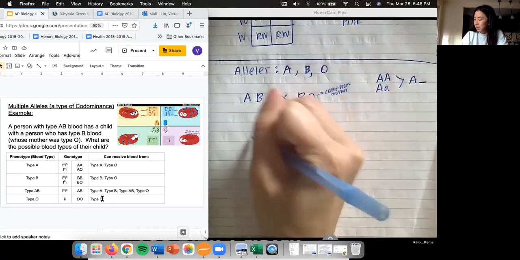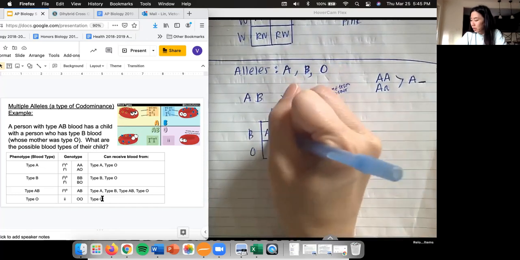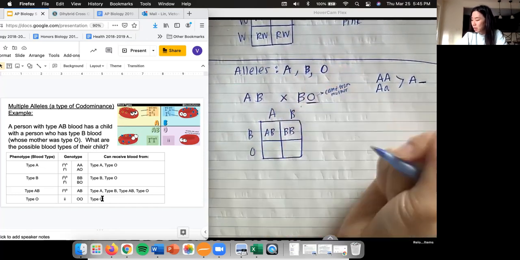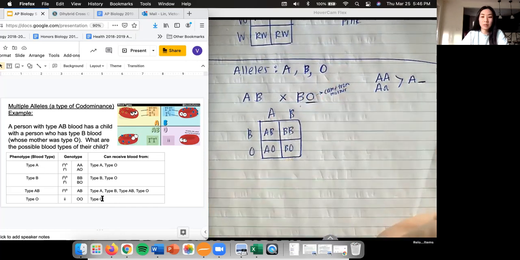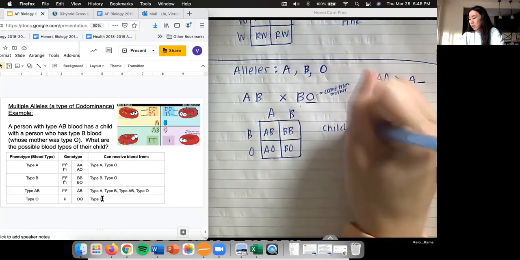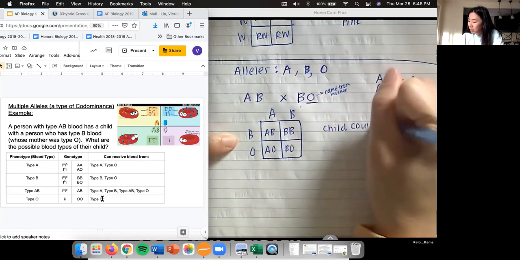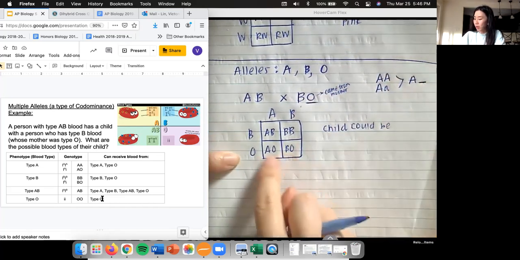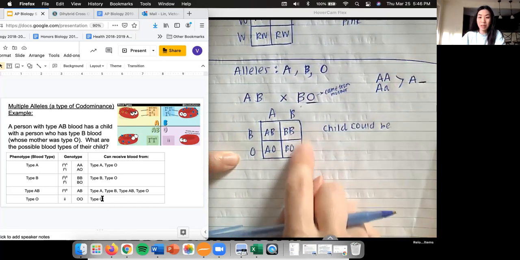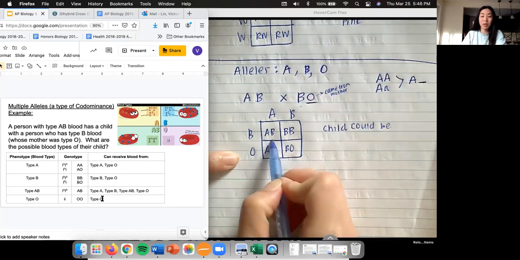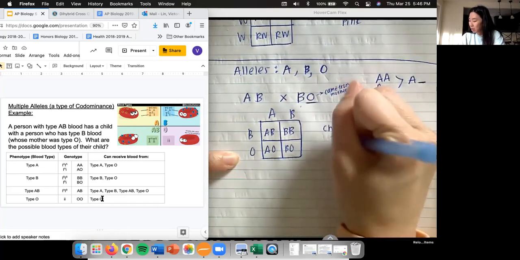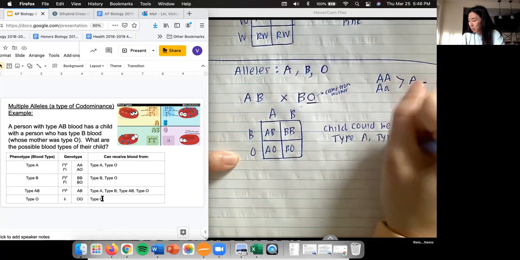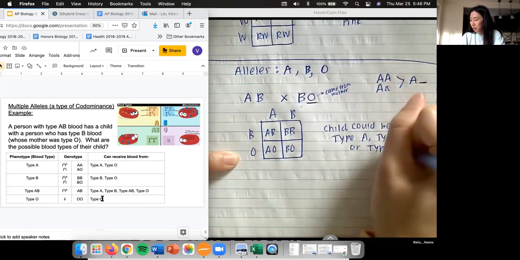A, B, B, O. This first child could have AB blood. Second one is BB. This one is AO. And the second one is BO. The question says, what are the possible blood types of their child? So you have A, they could be type A. They could be type B. These both are type B, or they could be type AB. The only one that the child couldn't have is type O blood. So the child could be type A, type B, or type AB.